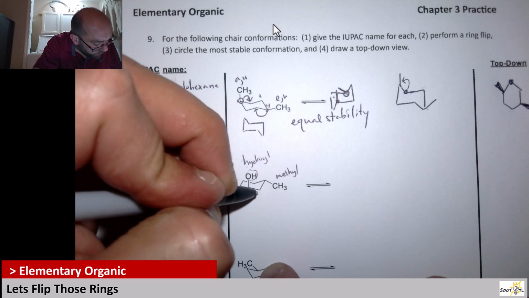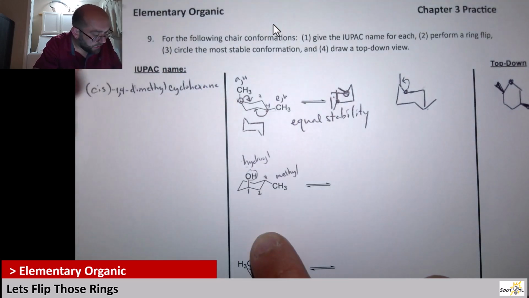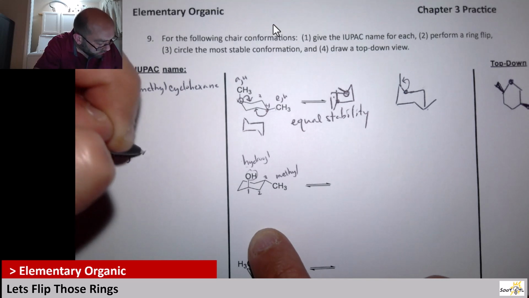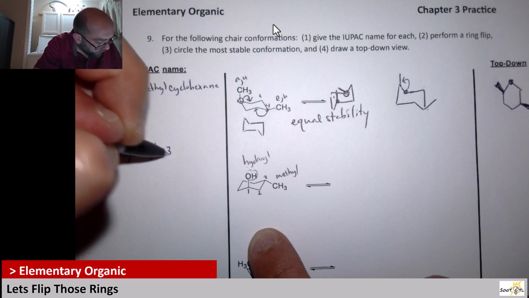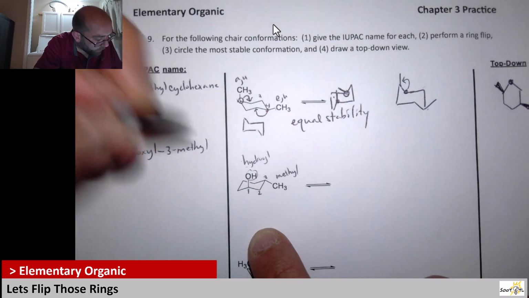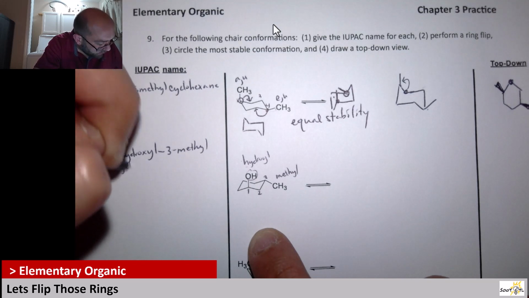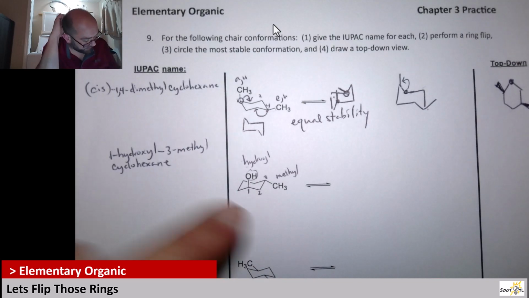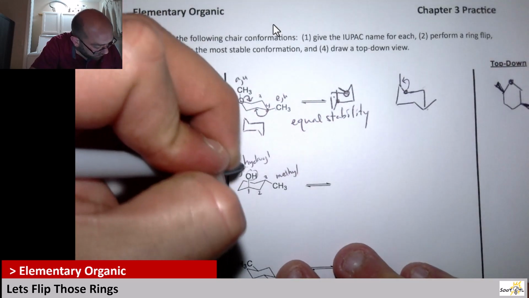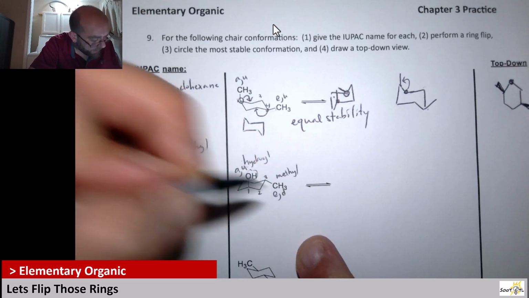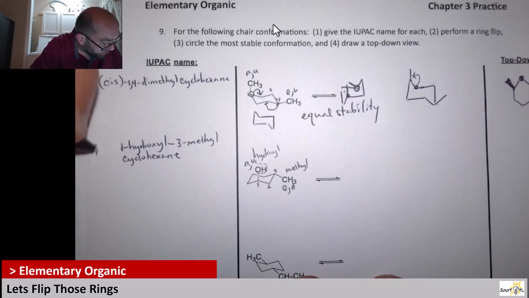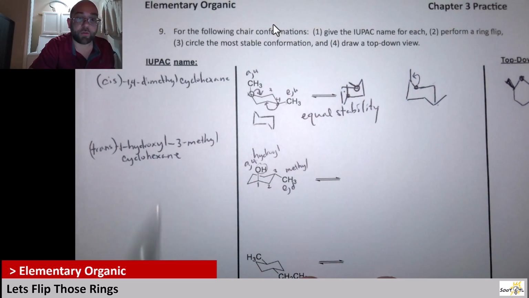So that's going to be 1, 2, 3. So I should name this 1-hydroxyl, 3-methyl, and I'm running out of room, so I'm going to have to continue down here, cyclohexane. Now also we have to put in if it's cis or trans. This one is axial up, this one is equatorial down, so they're on opposite faces of the ring. So I'd have to put trans at the beginning of the name. So that's a trans-1-hydroxyl-3-methylcyclohexane.